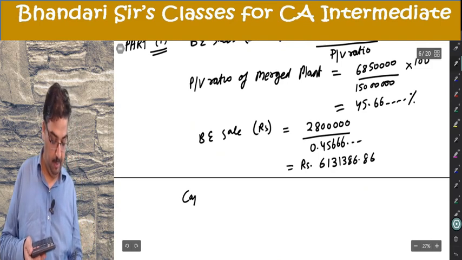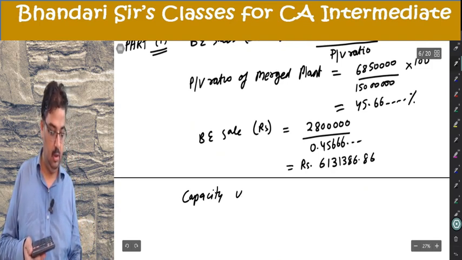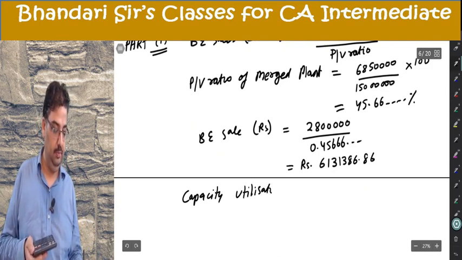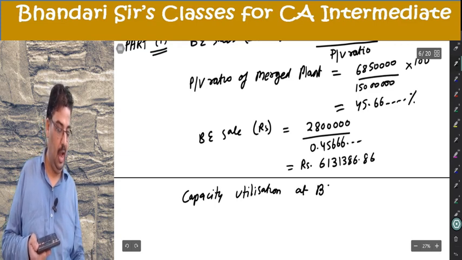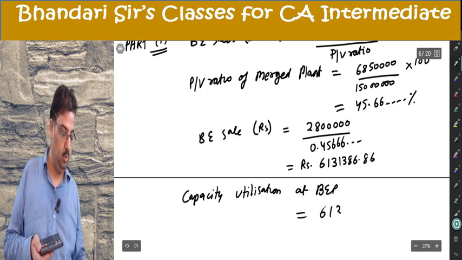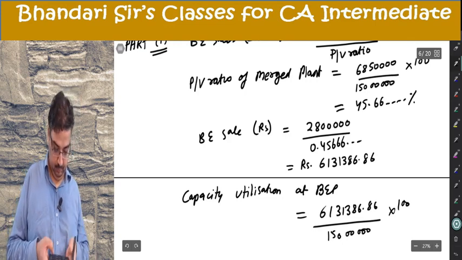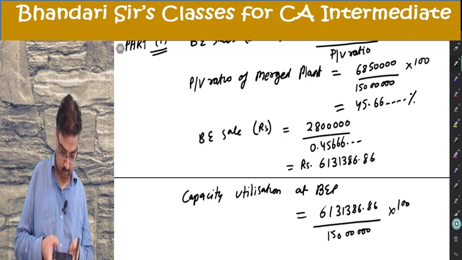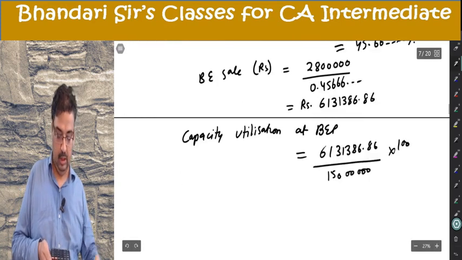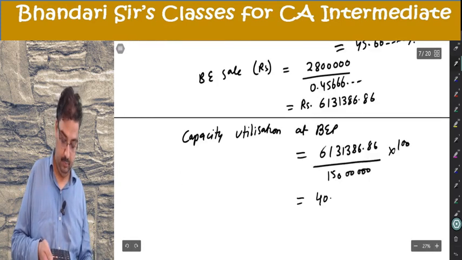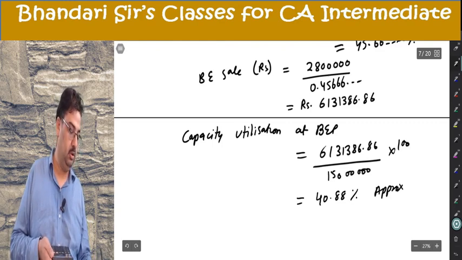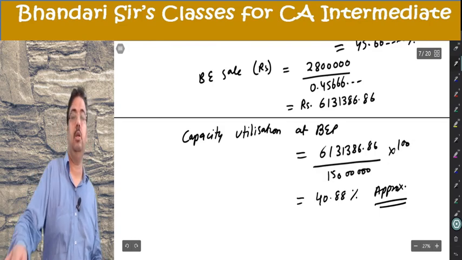6131386.86. Capacity utilization at break-even point: 6131386.86 divide by 150 lakh into 100. This is 40.88% approximately. Because this is the ultimate answer, I can write it in approximation terms.